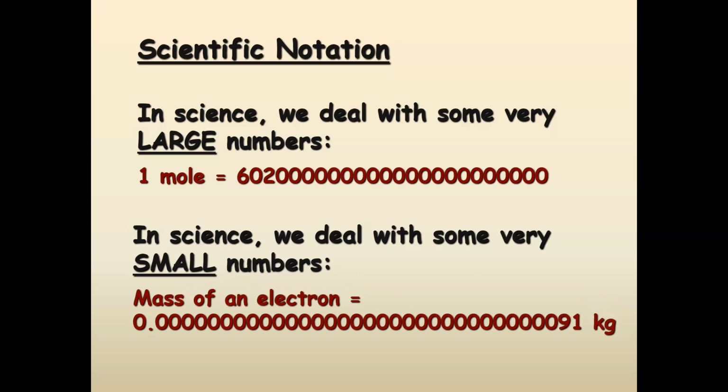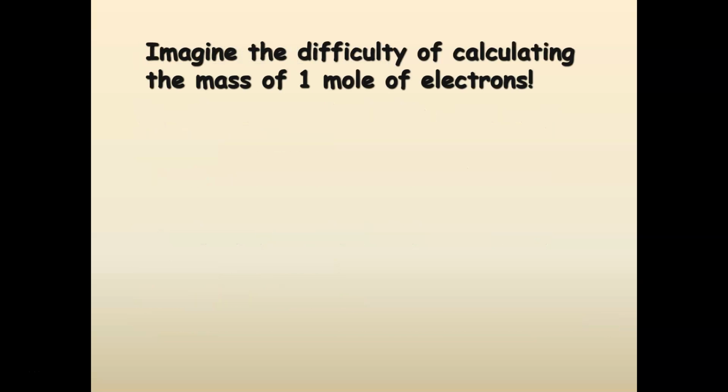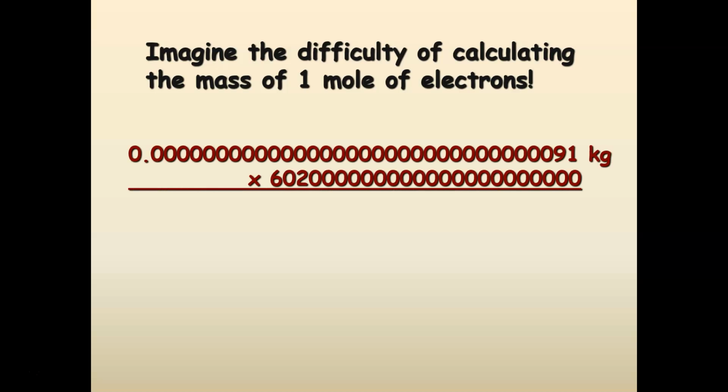For example, this is the mass of an electron in kilograms. And I'm not going to bore you by repeating all of those zeros that are right there. You just know that there are quite a few of them. So imagine the difficulty if you were trying to calculate the mass of 1 mole of electrons. So basically, we'd have to take the mass in kilograms, that very, very small number, and multiply it by that very, very large number.